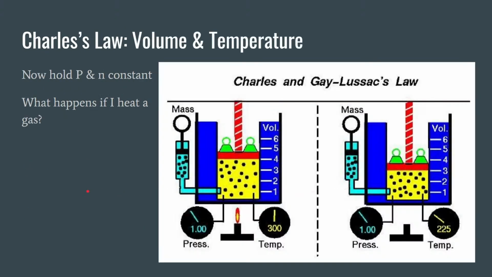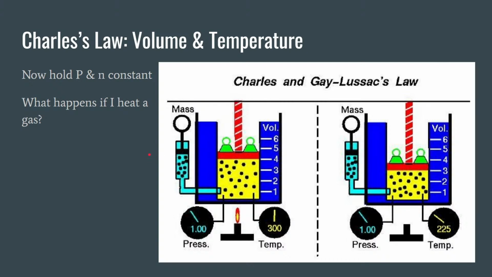All right, so now for Charles's law, with the relationship between volume and temperature. Now we're holding pressure and moles constant. It's still a sealed container with a certain amount of gas inside, and then we have a certain external pressure, and that external pressure isn't changing. But volume can still change. This piston is still free to move up and down.